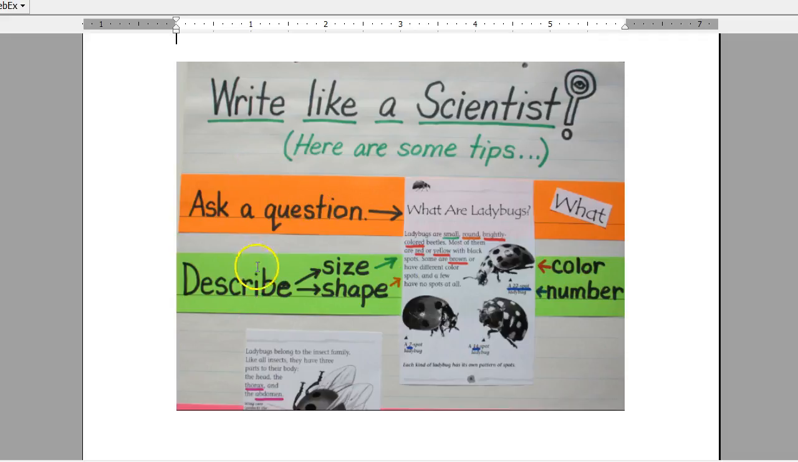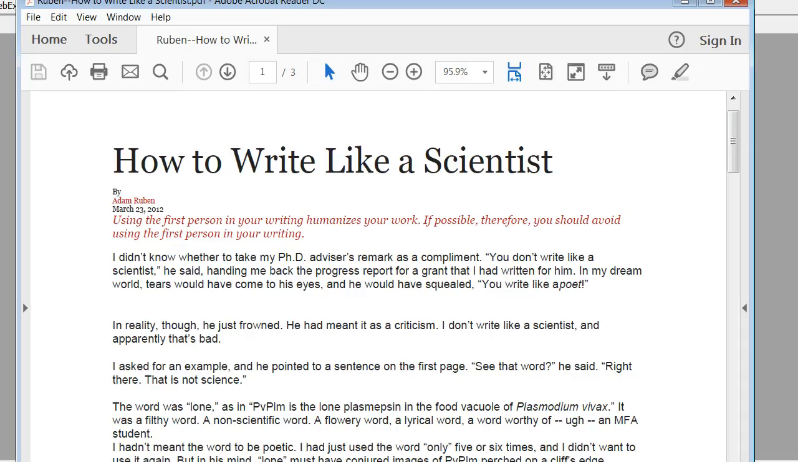They describe size and shape and give all kinds of specifics such as colors and numbers and lots of details, very specific details. Scientists are known for, it's a field where you write very direct details with as few words as possible. It's certainly not considered a field in which you would write using flowery language. Which brings us to Adam Rubin's article, How to Write Like a Scientist.